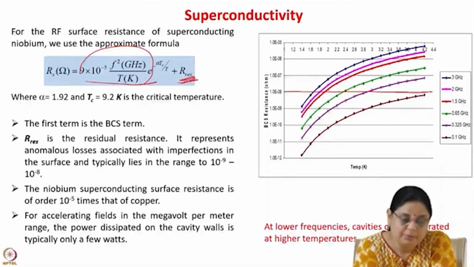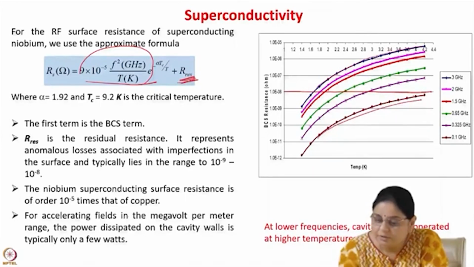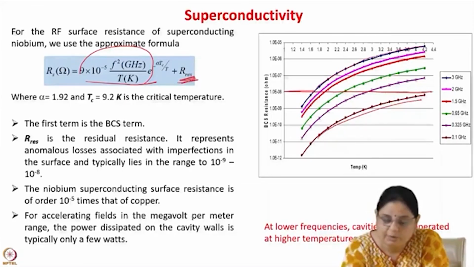So the RBCS is high for high frequency operation. You can see from this graph that at 3 gigahertz it is quite high compared to 100 megahertz. Typical values of residual resistance, as I said, are of the order of 10 nano ohm. The BCS resistance should be less than the residual resistance.